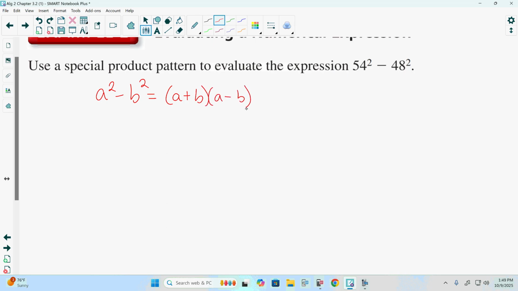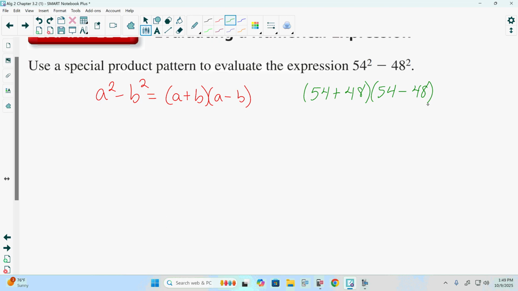Use a special product pattern to evaluate the expression 54 squared minus 48 squared. So essentially, we're doing what we've just been doing. A in our case would be 54, b would be 48. So we can say it's 54 plus 48 times 54 minus 48.